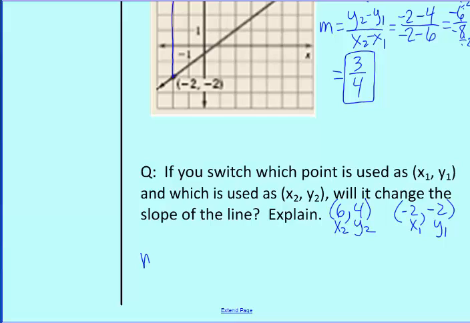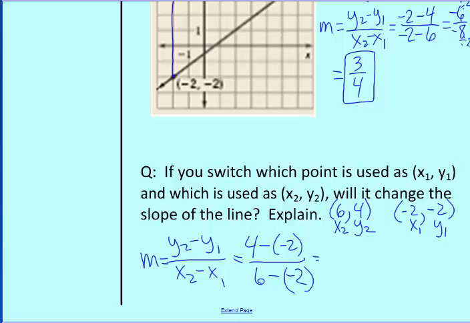So when we calculate the slope, we're switching which ordered pair we start with. So y2 is now 4 minus y1, which is -2. x2 is 6 minus x1, which is -2. That's 4 plus 6. Oops, sorry. 4 plus 2 over 6 plus 2. So 6 over 8, which is 3/4.